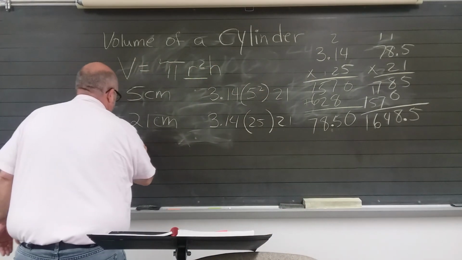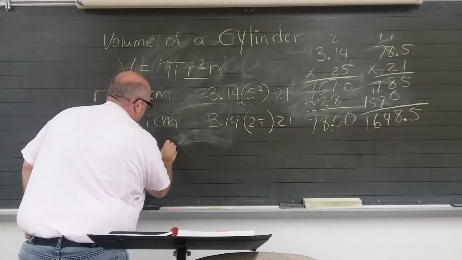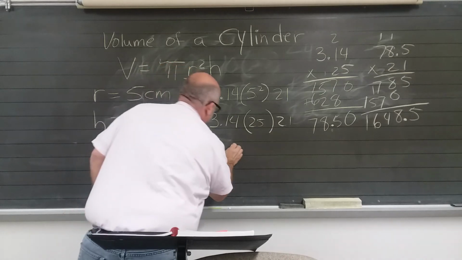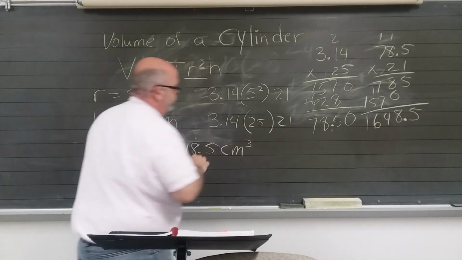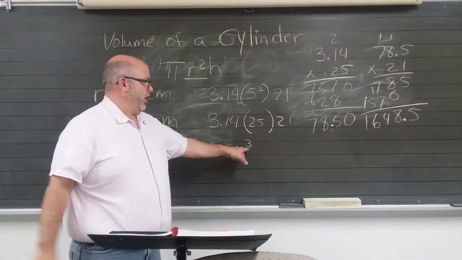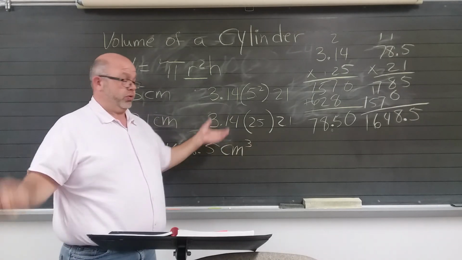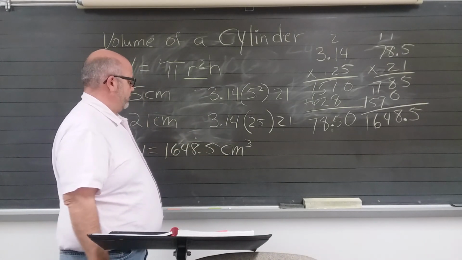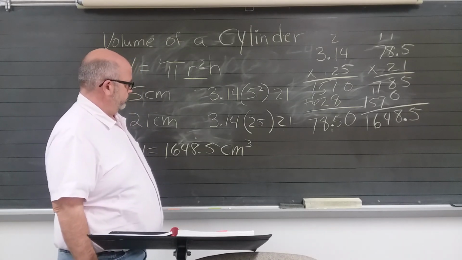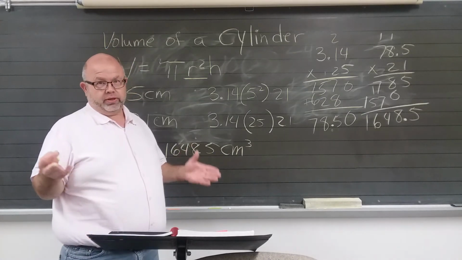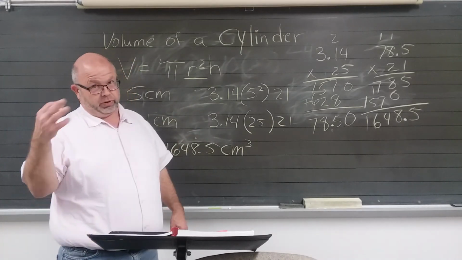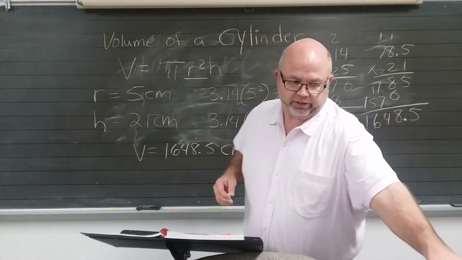What is the proper label? Volume equals 1,648.5 centimeters cubed, or you can write cubic centimeters. Volume is always the little 3. Area is always the little 2. Volume is the 3 because you're working with 3 dimensions: height, width, and length. Well, on these it's a little weird, that's not exactly what it is on the volume of a cylinder.